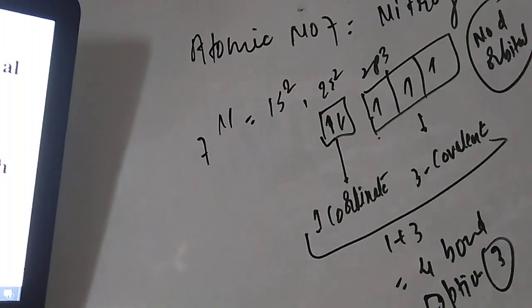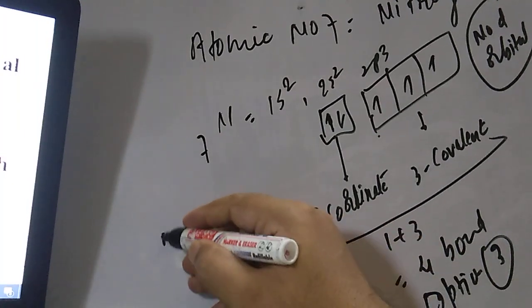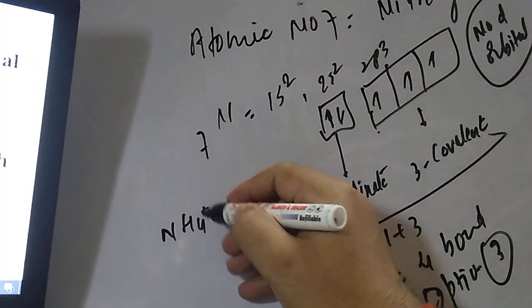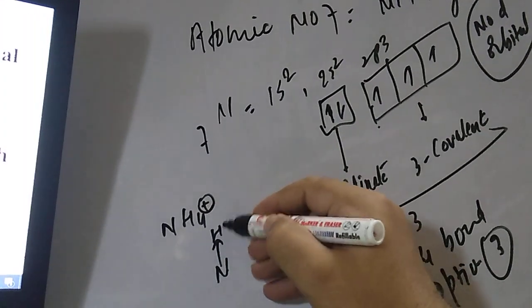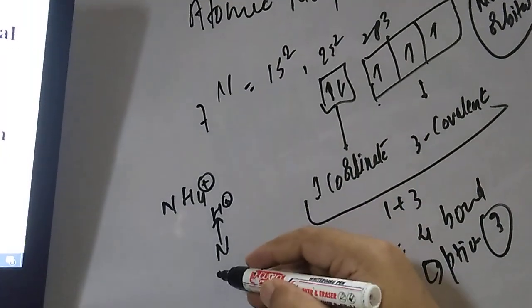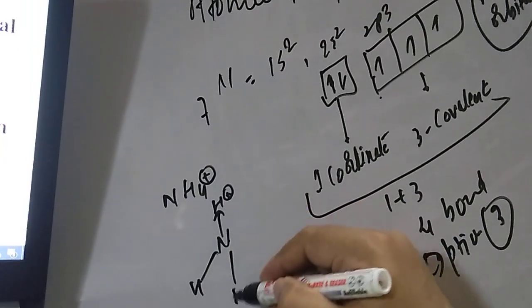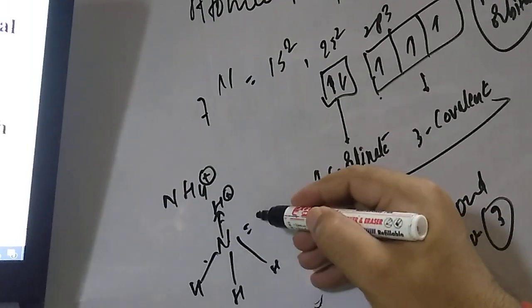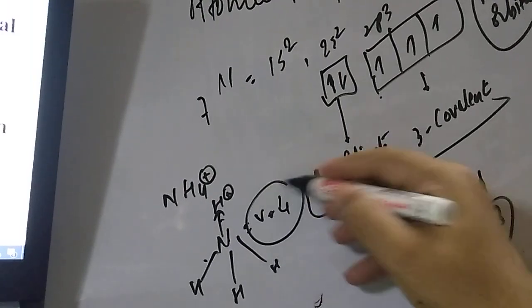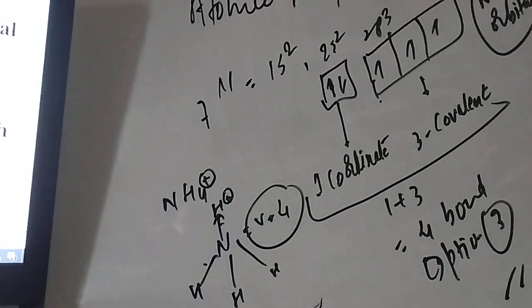Now if you can see, student, NH4 plus is an example. How does it form, student? N here, with hydrogen plus, will form a coordinate bond, and downside here are the 3 hydrogens. So if you check the total valency, 1 2 3 4. So the valency is equal to 4, student. So the correct option will be option number 3.